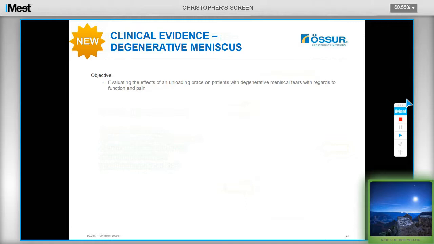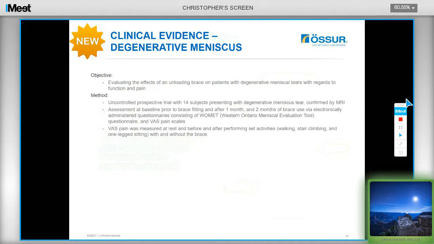Unloader Fit for the management of symptomatic degenerative meniscal tears without locking or blocking. So this is that category of patients where we're seeing the change that we want to conservatively manage these. They are presenting with pain and loss of function, and this is the study that was recently completed. It was a relatively small trial, only 14 subjects, but they were subjects with a degenerative meniscal tear.